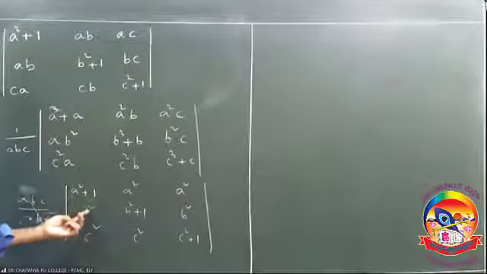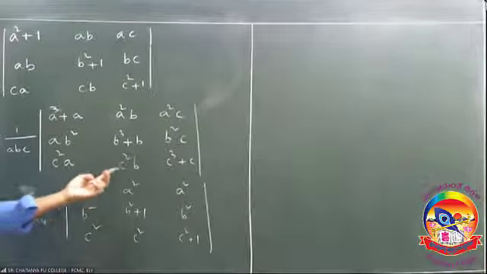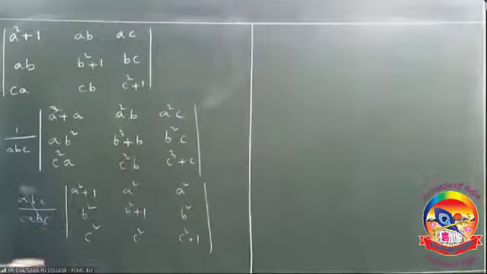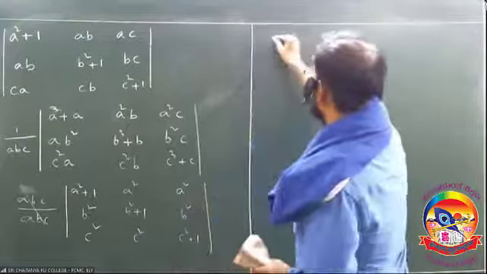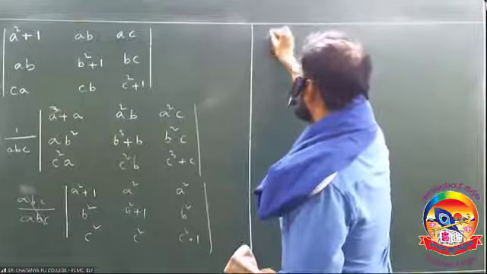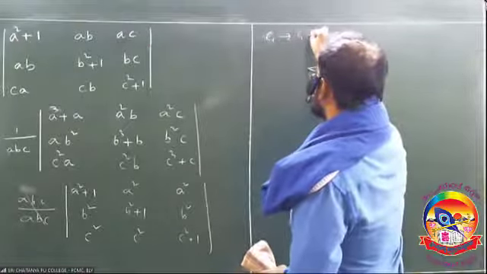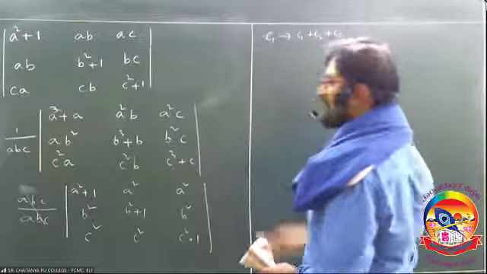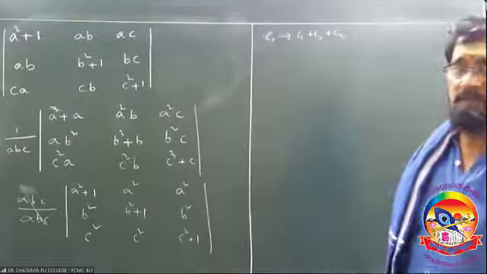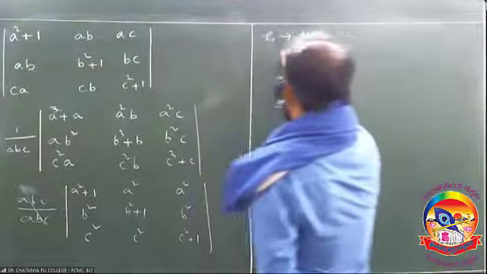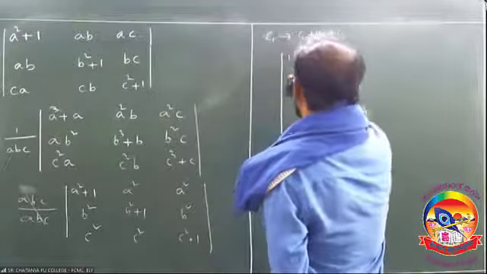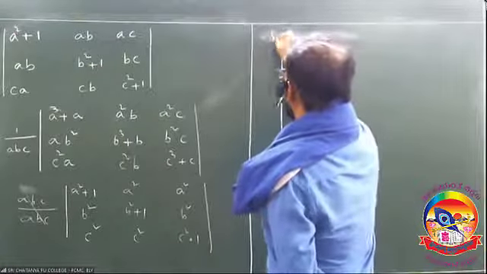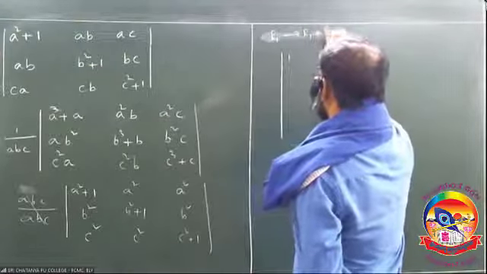Add R1 changes to R1 plus R2 plus R3, or C1 changes to C1 plus C2 plus C3. Okay. That means you are going to get C1 changes to C1 plus C2 plus C3, or else R1 changes to R1 plus R2 plus R3. Now I am going to get... No, you are going to get R1. R1 changes to R1 plus R2 plus R3.